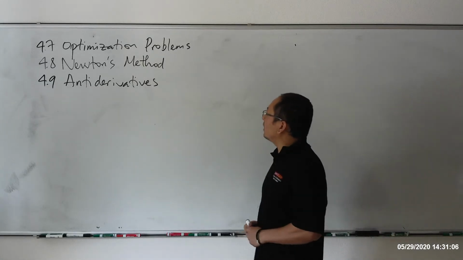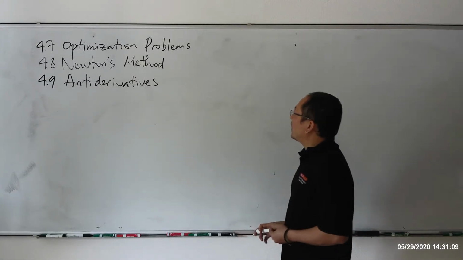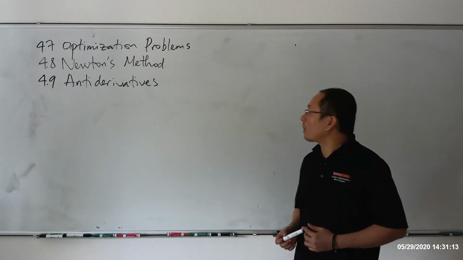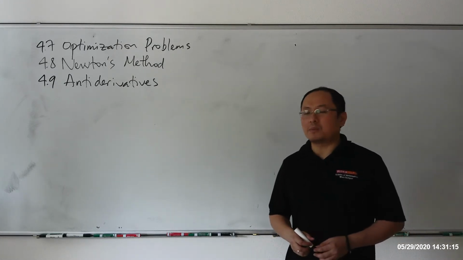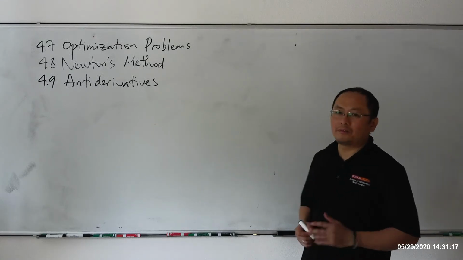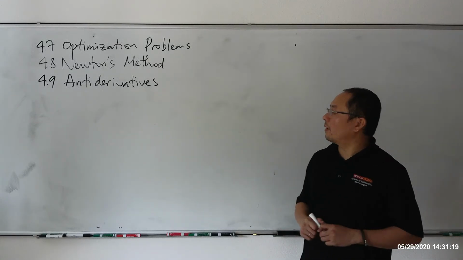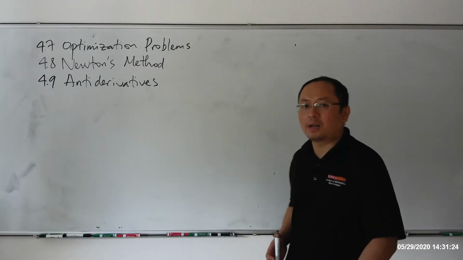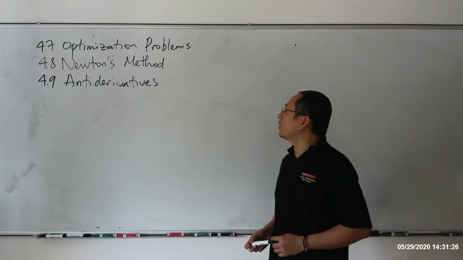We start with 4.7, optimization problems. What is it about? You're trying to maximize something or minimize something, try to find a maximum or a minimum. We're talking about optimization problem. So I think it's best when I give you an example, and then via example I explain everything for you.